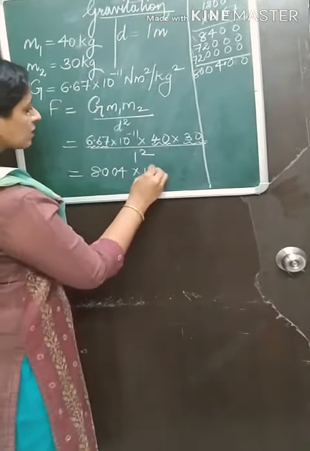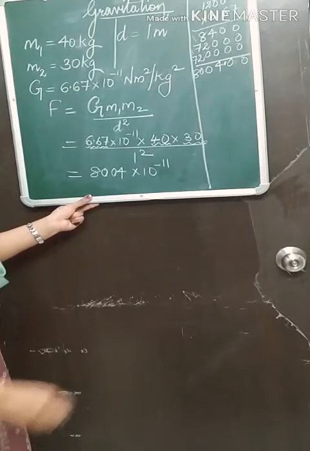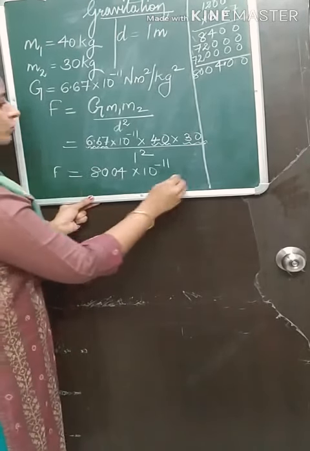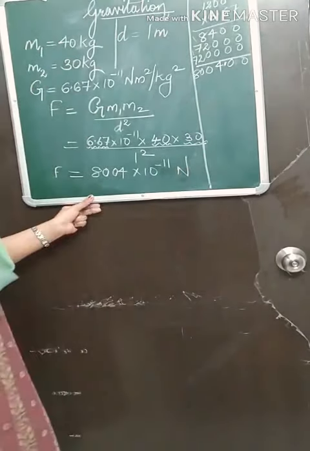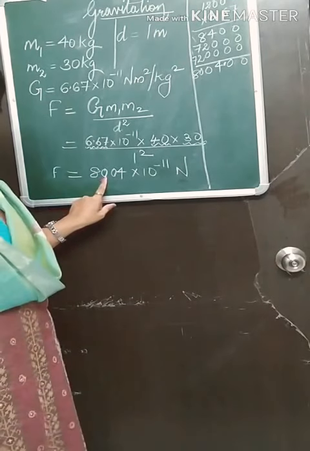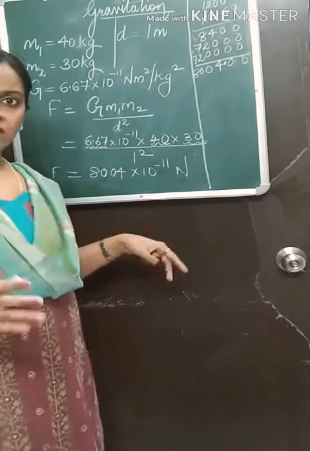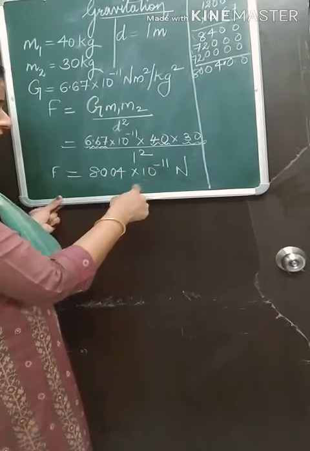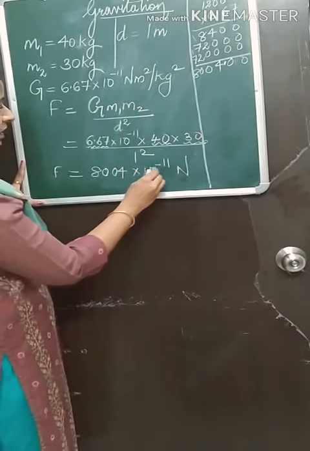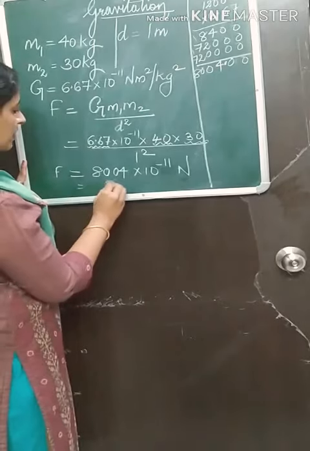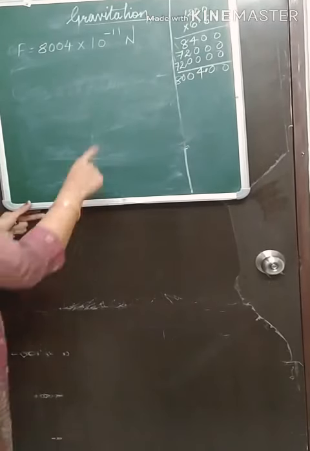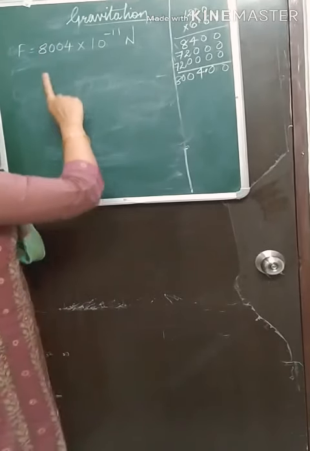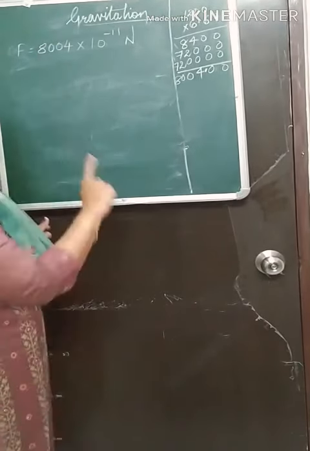8004 into 10 raised to minus 11. Got it? Into 10 raised to minus 11. Because it is force, the unit of force is Newton. Now if you look at this number 8004, it seems to be a bigger number, but don't forget, into 10 raised to minus 11. So what will be the actual answer? 10 raised to minus 11 means, okay. So we had got 8004 into 10 raised to minus 11 newtons.